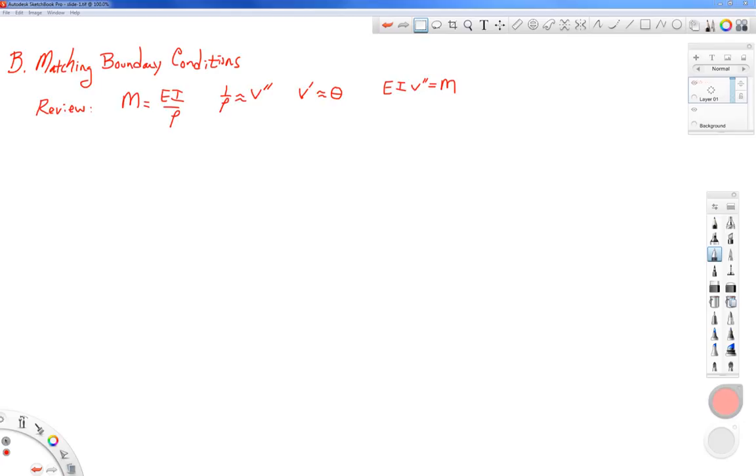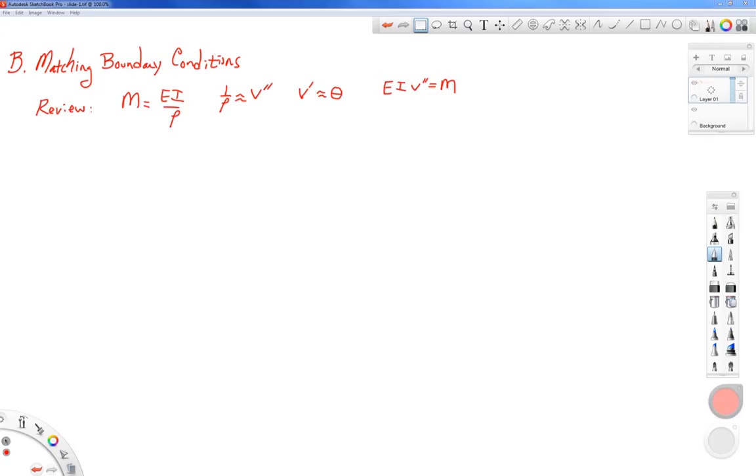where M is the internal bending moment in the beam. EI is the bending stiffness of the beam, which is the product of the modulus of elasticity, the material stiffness, and the cross-sectional stiffness, or the moment of inertia I, divided by the radius of curvature rho. Now 1 over the radius of curvature, we saw from class previously, turns out to be approximately equal to v double prime, where v is the deflection curve equation. v prime turns out to be approximately equal to the slope of the beam, theta.